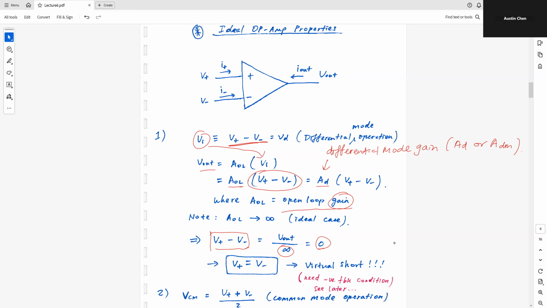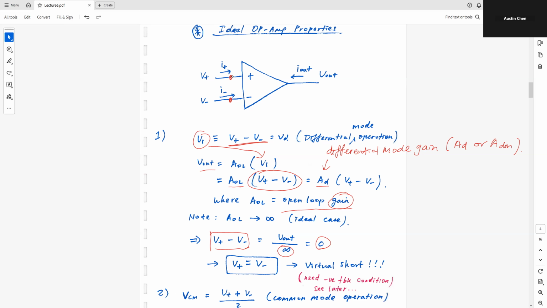solve for V plus or V minus, you will see that V plus and V minus are actually equal to each other. In other words, the voltage over here and the voltage over here are forced to be the same. They are forced to be equal to each other, simply because I have this large A_OL.